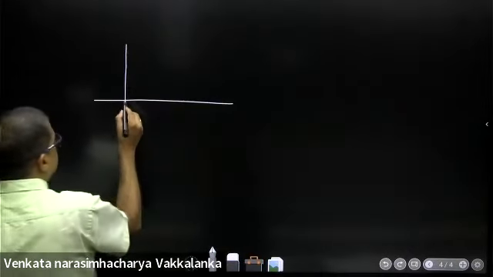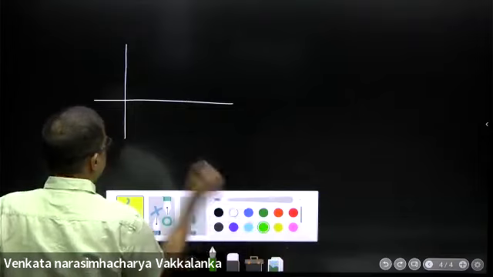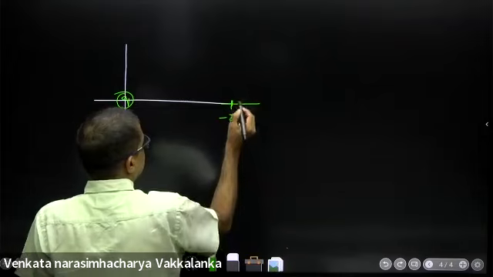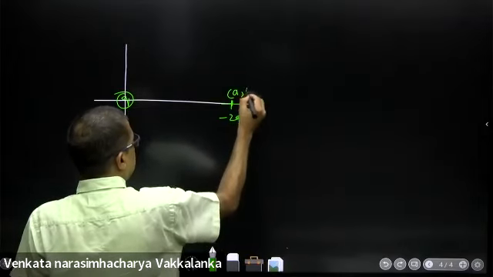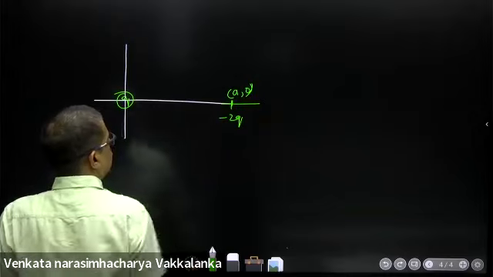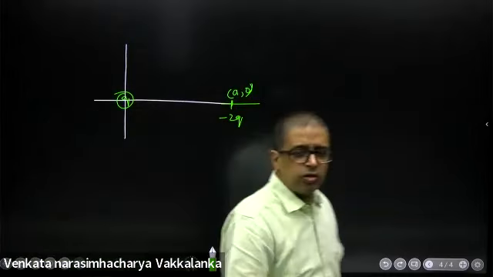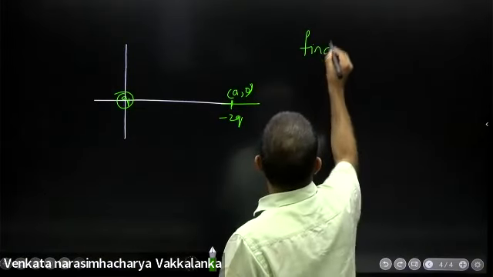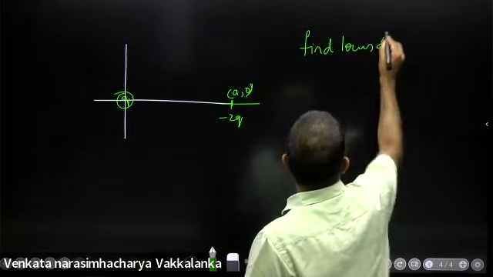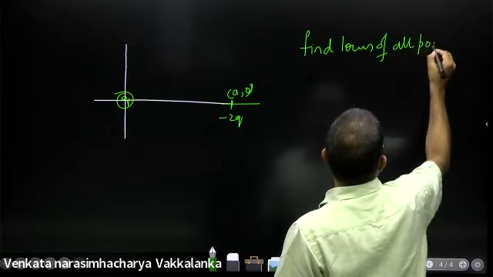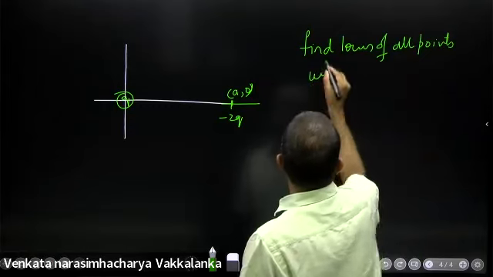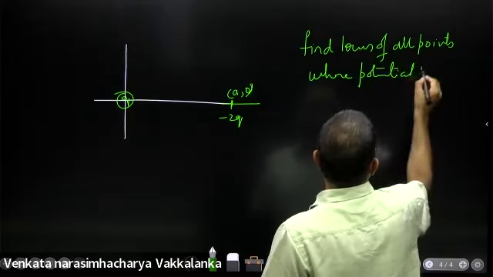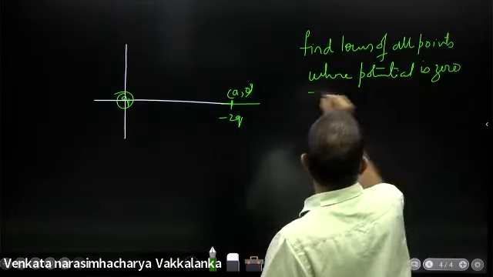You have a charge Q placed at the origin, minus 2Q placed at A comma 0. Find the locus of all the points where the potential will be 0.